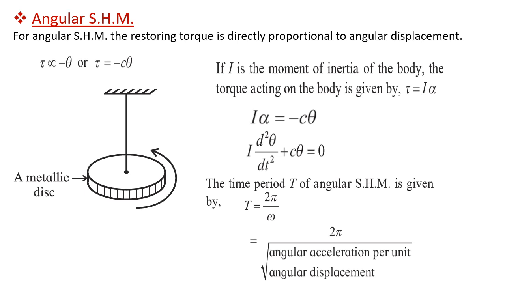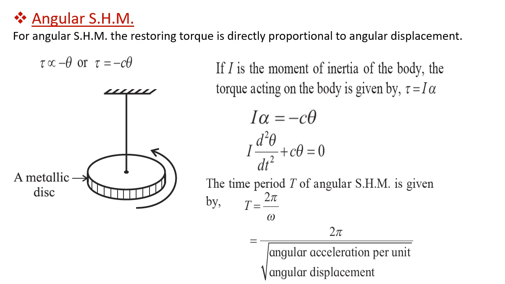From this equation, we can write the angular acceleration alpha as minus c theta upon I. Now in this equation also, as c is constant and I, that is the moment of inertia, is constant, the angular acceleration alpha is directly proportional to the angular displacement, that is theta.